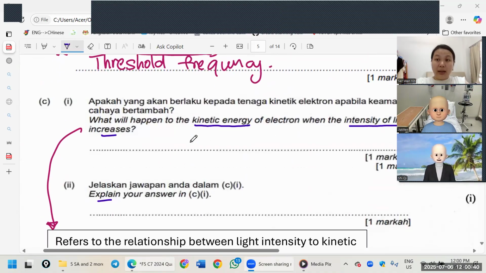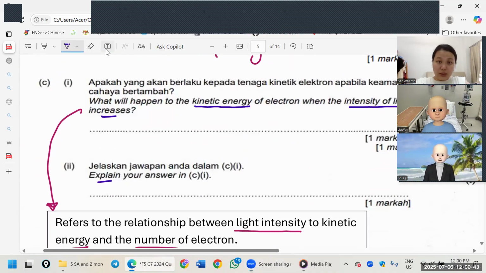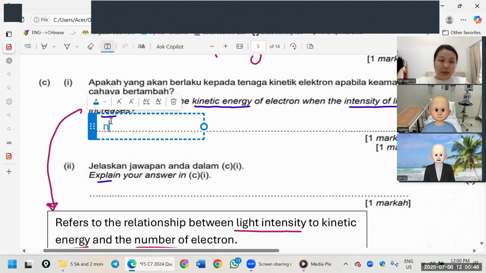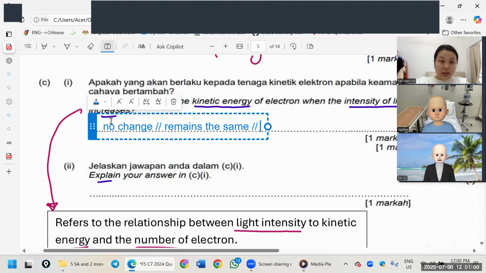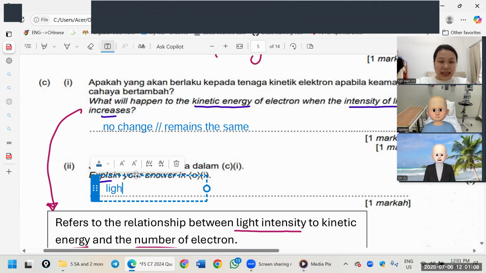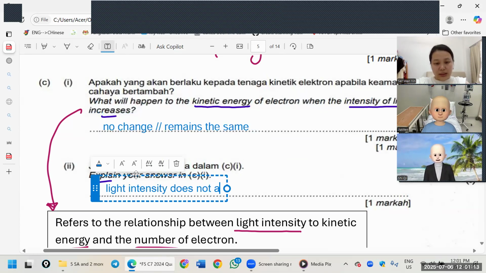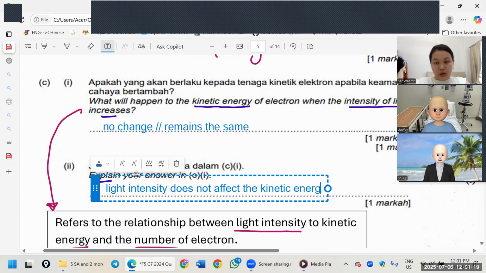So remember, all of them are only affected by frequency or the energy. That's why the answer is no change, not affected. No change. Remains the same. Something like, okay, why? Because light intensity does not affect the kinetic energy.